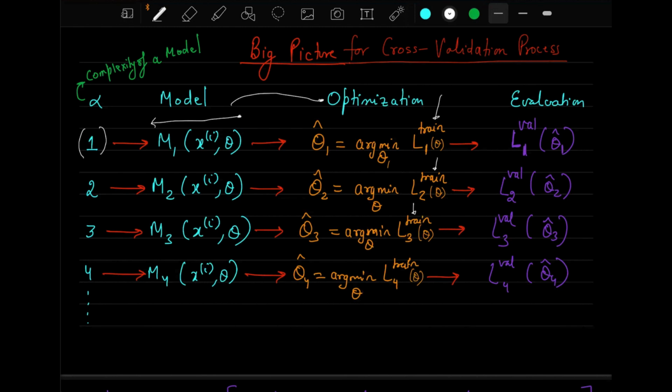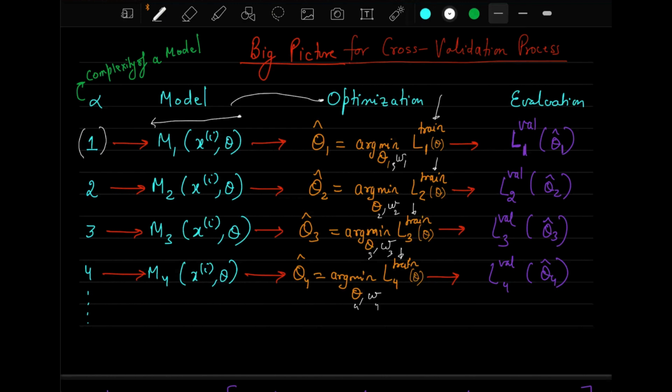The reason is that I am doing the optimization on the training data set. And to be precise, it has to be theta 1 w1, theta 2 w2, theta 3 w3, theta 4 w4, and the reason for that I have already discussed.